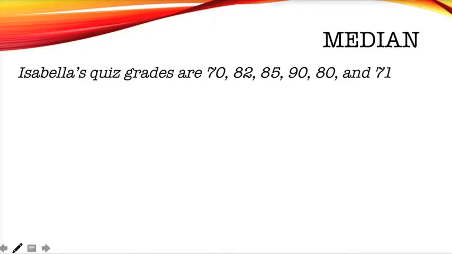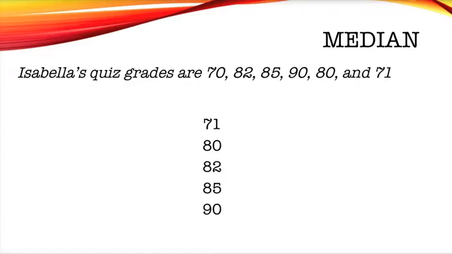To show an example of median, use Isabella's quiz scores again. The scores were 70, 82, 85, 90, 80, and 71. But these are not in the order needed to find the median correctly. In sequential order, the grades are 70, 71, 80, 82, 85, and 90. There are 6 scores, an even amount of values. Find the mean of the 2 middle values in order to find the median value of Isabella's scores.